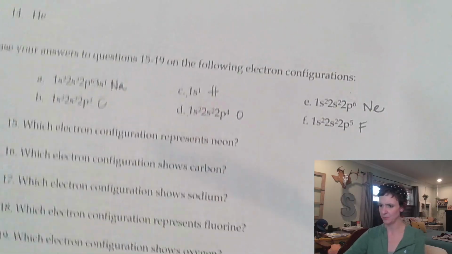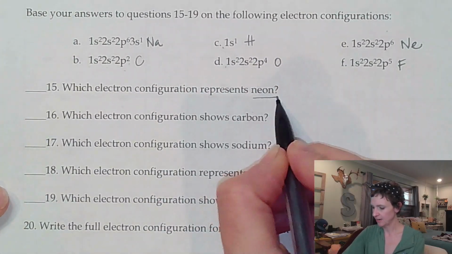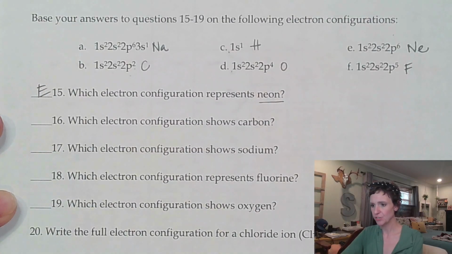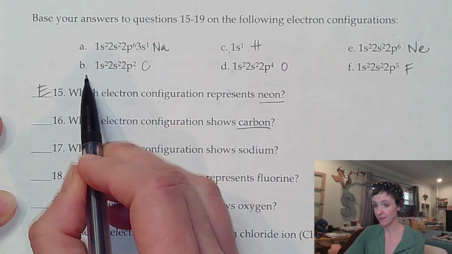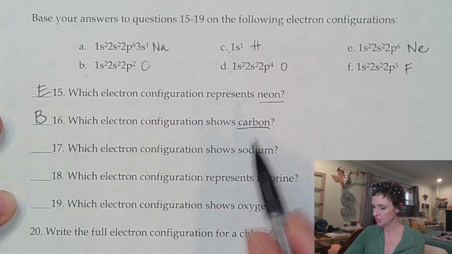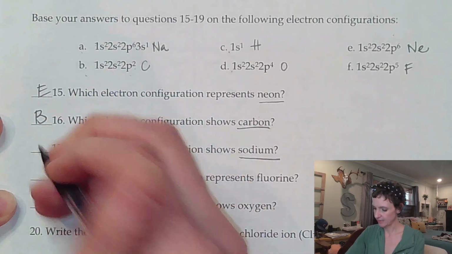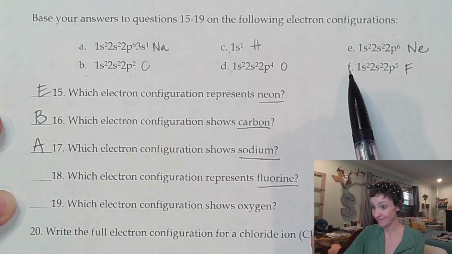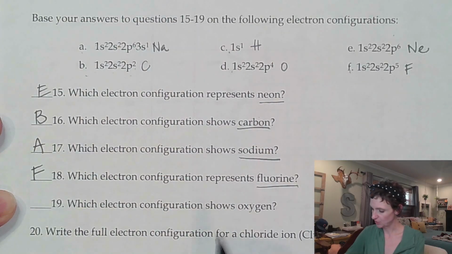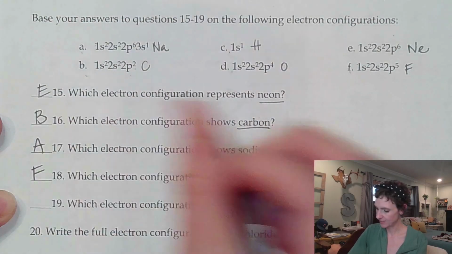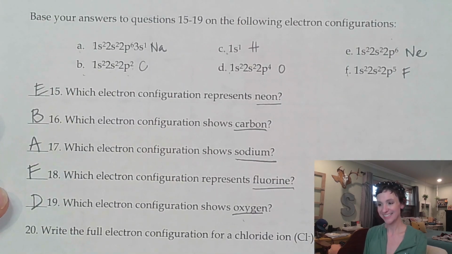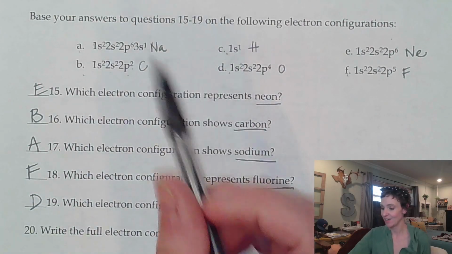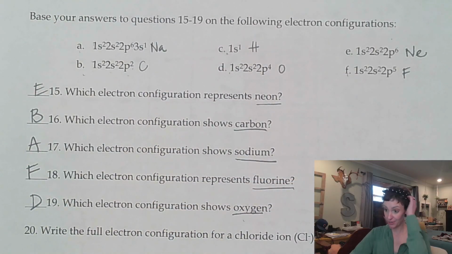Now let's see if we can just do a little matching. Which one shows neon? That is going to be answer selection E. Which one shows carbon? We said that was B. Which one shows sodium? That was A. Which one shows fluorine? That was F. And which one shows oxygen? That was D. Nice. So you can also, if I give you the configuration, identify what element it is just by seeing what the ending tracks as on your periodic table.